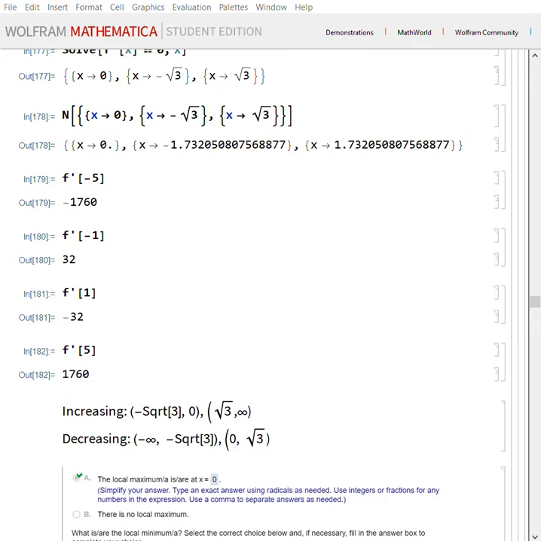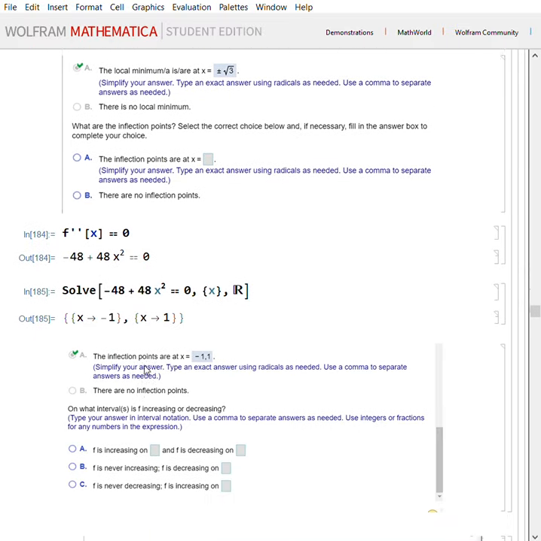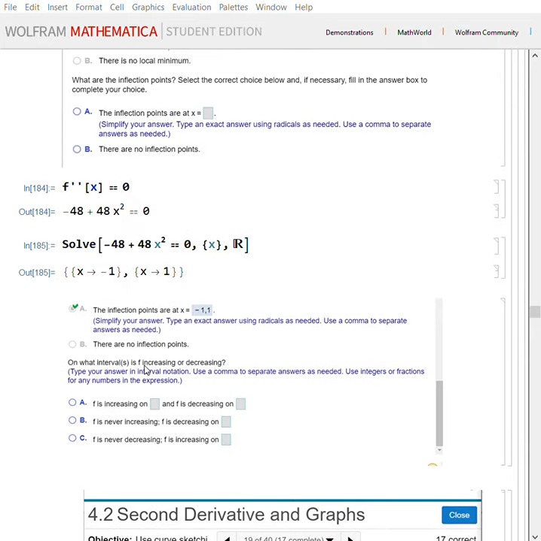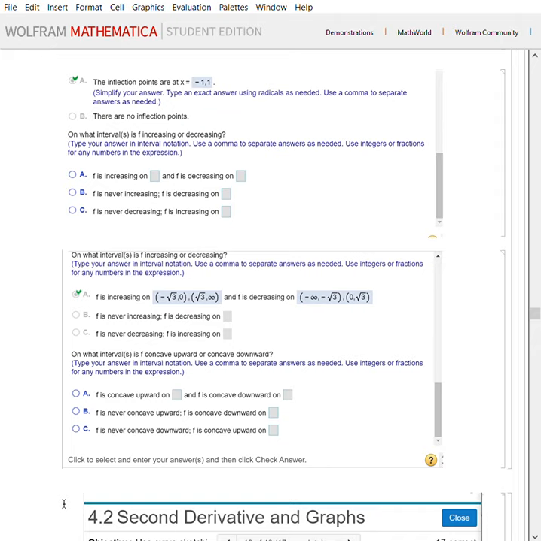Let's check the answer. We messed up the parentheses. Put it in the radical. Okay, now it's correct. And now they want the concavity. So hold on, let's just first screenshot this answer. So as you see, we got the increasing, decreasing intervals correct.